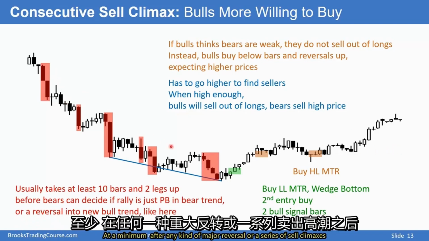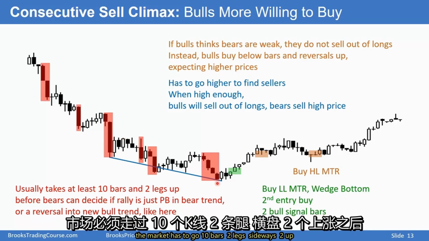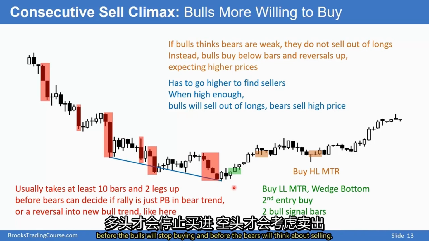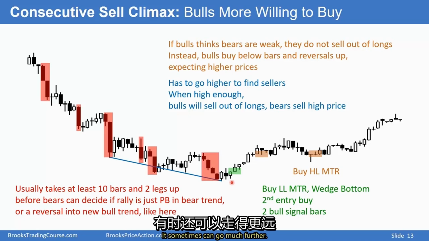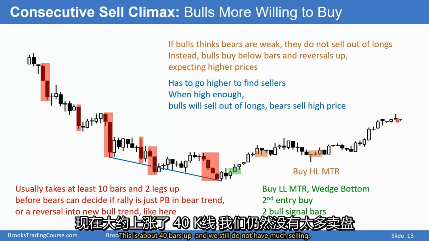At a minimum, after any kind of major reversal or a series of sell climaxes, the market has to go 10 bars, 2 legs sideways to up before the bulls will stop buying and before the bears will think about selling. It sometimes can go much further. This is about 40 bars up, and we still do not have much selling.